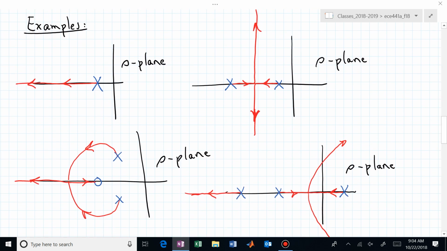That's a description of the root locus diagram, and here are some examples of what I mean, and the red lines are the root locus diagrams. So you can see that they are paths in the complex S-plane that depend on where the X's and the O's are.